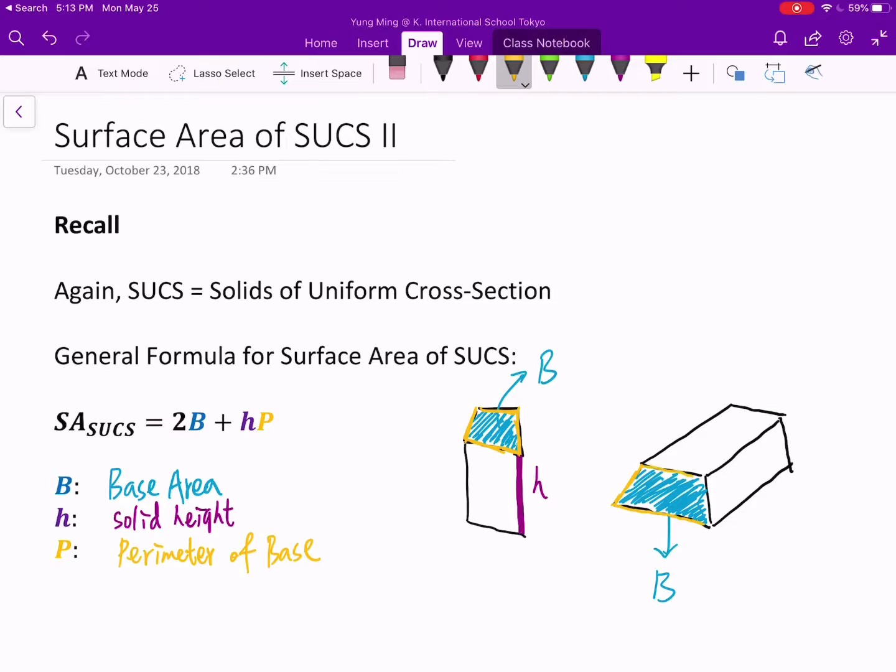That means your P will be basically the perimeter of this trapezium, which is also not hard to find. And then when it comes to height, in this case, we're actually talking about the depth. So this is actually the height. If you imagine that you stand the whole thing upright, then that will become the height. So that's basically all about this formula.